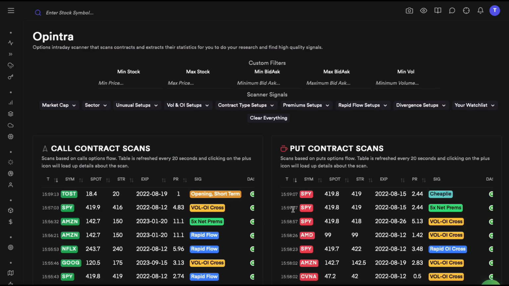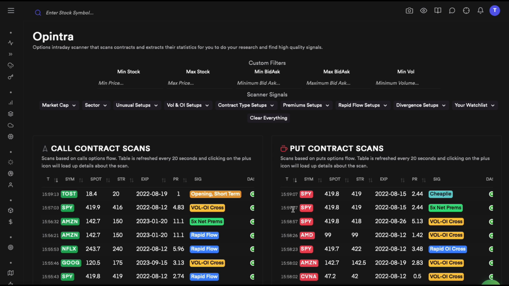Alright, let's talk about Opintra today, which is our options intraday scanner. We have talked about our swing scanner, which is Scanny. We have talked about our daily scanner or intraday scanner, which is Flash. Now let's talk about our intraday scanner, but from an options perspective.